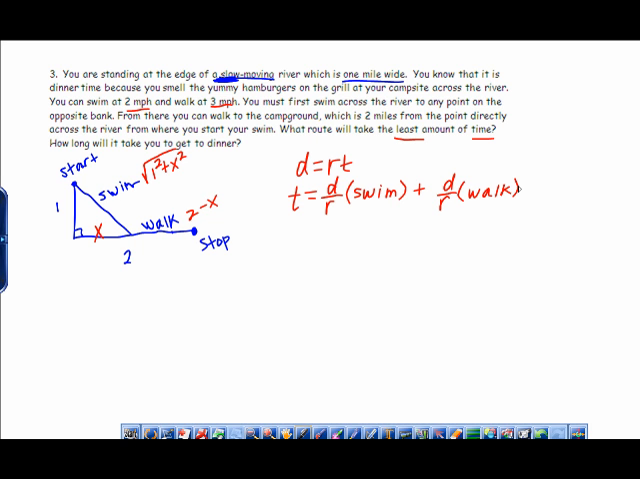So it's 2 parts. All right, so we've got t equals, okay, let's think about the distance for swimming. That's going to be this square root of 1 squared, or just 1, plus x squared, over our rate for swimming, which is 2 miles per hour. We're going to add that to the time that we spend walking, which is going to be 2 minus x over 3. Okay, and then we're going to take the minimum.